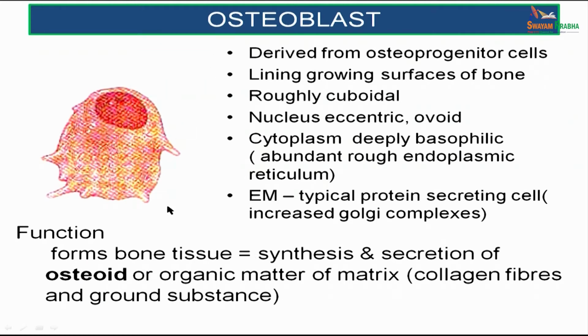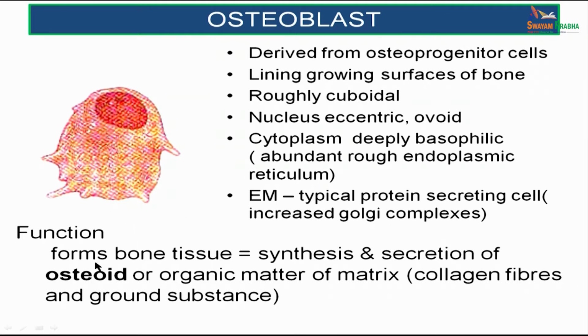Now, osteoblasts. They are derived from osteoprogenitor cells. They line the growing surfaces of bone. They are roughly cuboidal in shape. Their nucleus is eccentric and ovoid. The cytoplasm is deeply basophilic in color because of the abundant rough endoplasmic reticulum present. Electron microscopic features reveal it is a typical protein secreting cell with a large number of Golgi complexes.